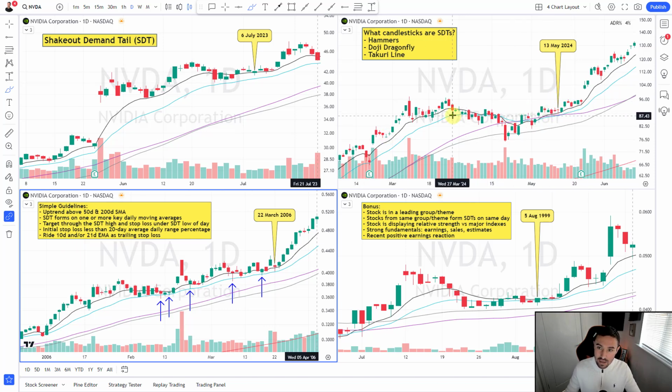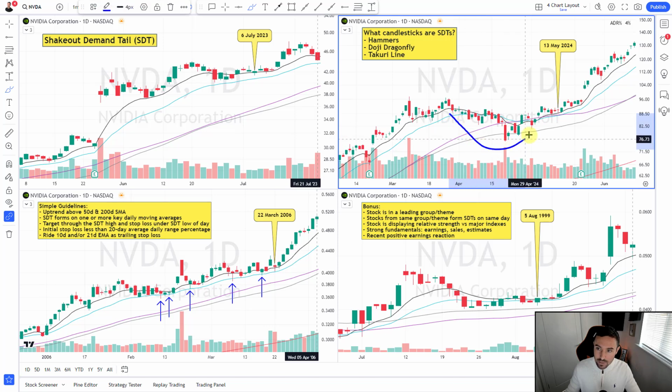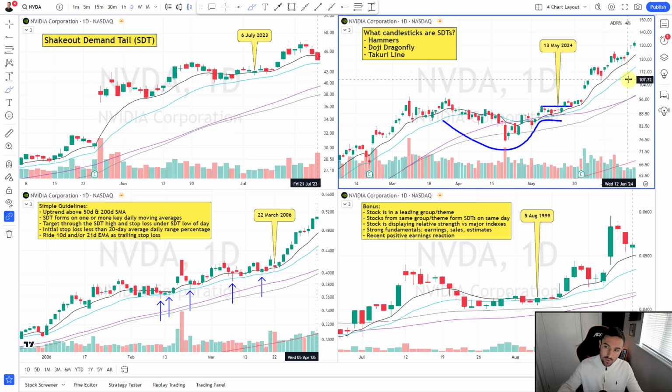So you can see here, NVIDIA builds this nice big base. It's kind of a cup and handle. I'll go for a really specific one and line it up for you in a couple of minutes. But here you can see NVIDIA builds a big cup and handle and then sets the handle on a clustering of the 10, 21, and 50 period moving average. Then ideally, I'm trying to nail the 10-day, 21-day EMA trend.